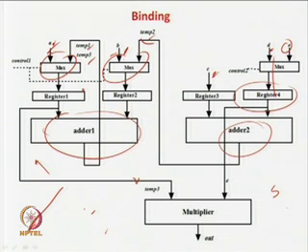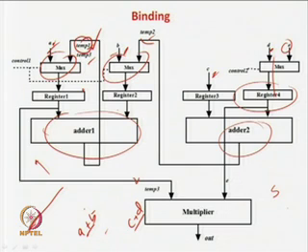Now we have to say that A plus B is one operation, and C plus D is another operation. We bind A plus B to adder 1 and C plus D to adder 2. So, what will happen? A and B have to go to adder 1 in one step, simultaneously C and D have to go to adder 2. That is what is being done. Then some result will be generated, which is nothing but your temp 1.